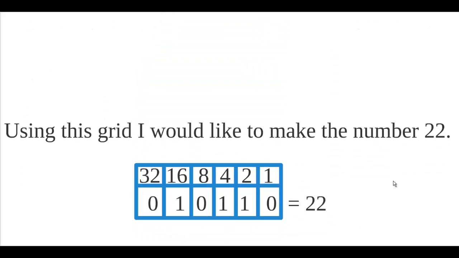Another example, if I want to make the number 22. So I don't need 32. I do need 16. I don't need 8. I do need 4, I do need 2, and I don't need 0. So 0, 1, 0, 1, 1, 0. It comes out to 22.